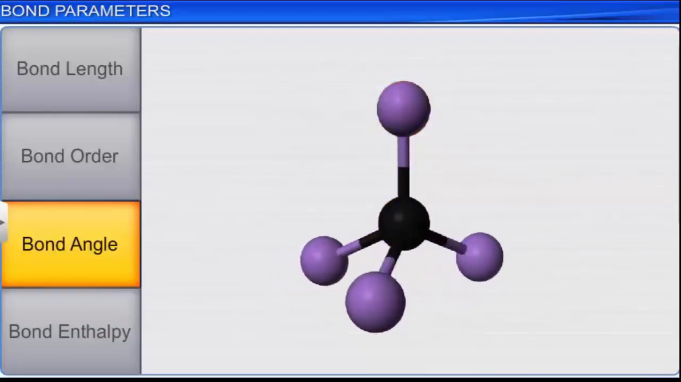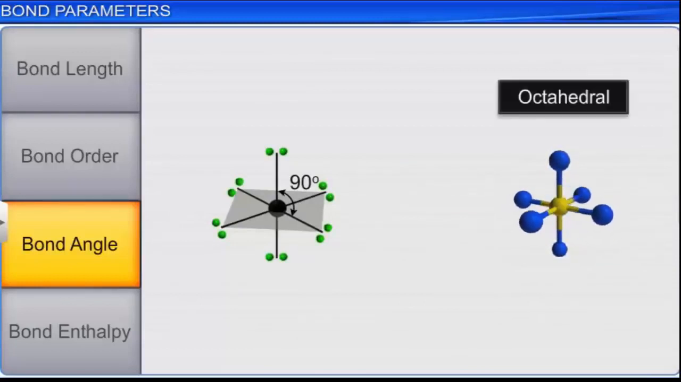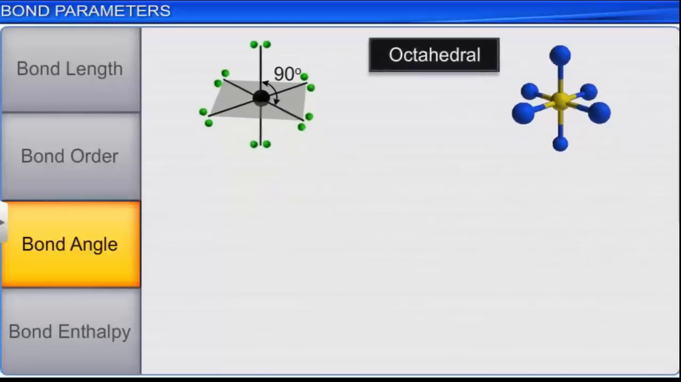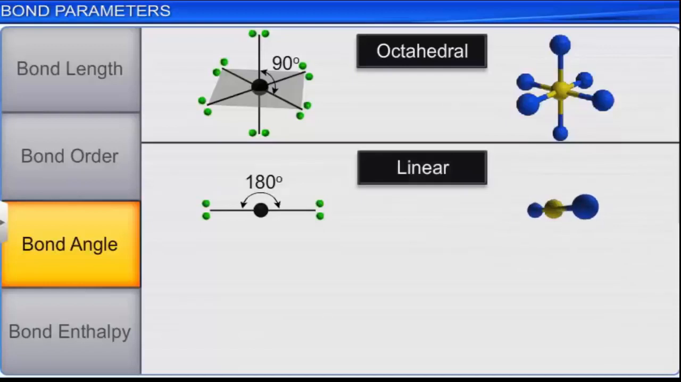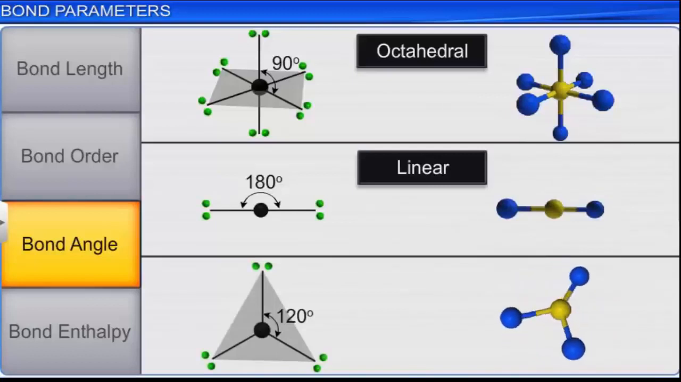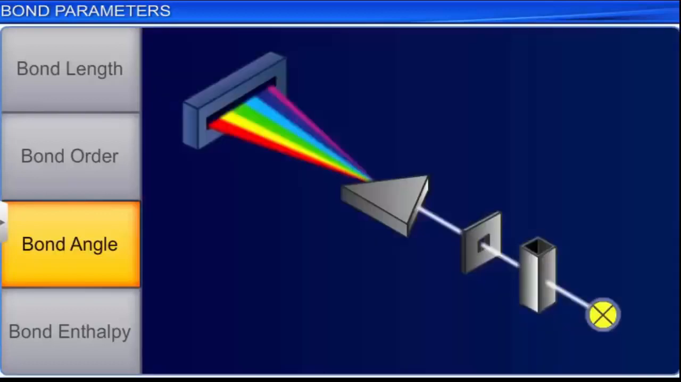Usually, when the bond angle is 90 degrees, the shape of the molecule is octahedral. When the bond angle is 180 degrees, the shape of the molecule is linear. Similarly, when the bond angle is 120 degrees, the shape of the molecule is trigonal planar. Bond angles are measured using spectroscopic methods.